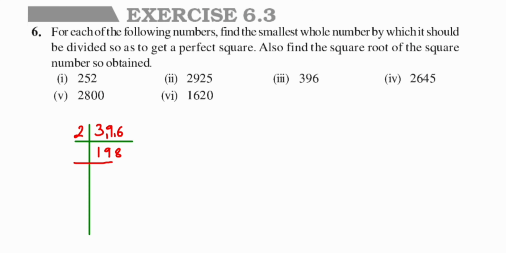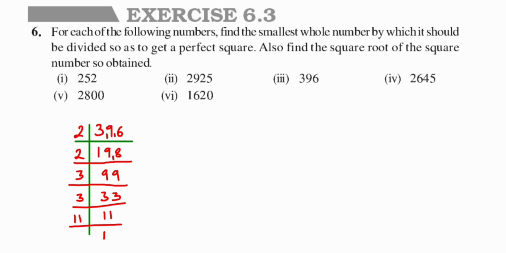198 is again an even number. So I'll go again, and again I'll take a 2. So 2 9s are 18. 1 is left. 9s are again 18. Now 99 is divisible by 3, not by 2. So I'll take a 3. 3 3s are 9. Again 3 3s are 9. We got 33. This 33 is again divisible by 3. We'll get 3 11s are 33, and then 11 is a prime number, 11 ones are 11.